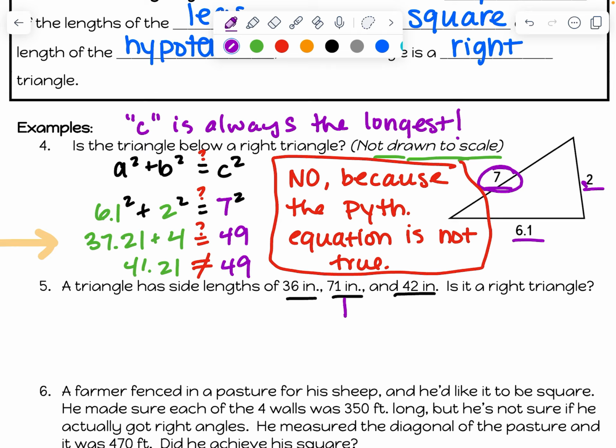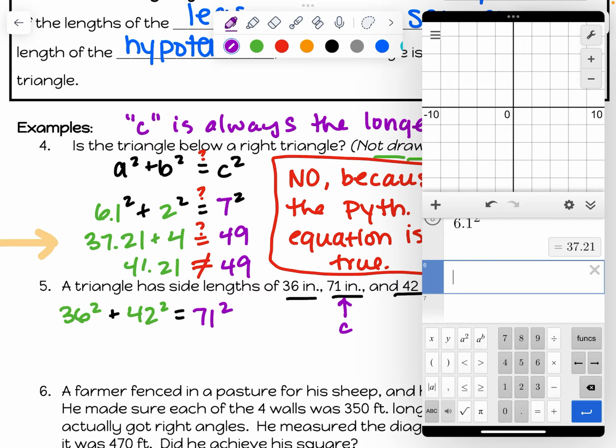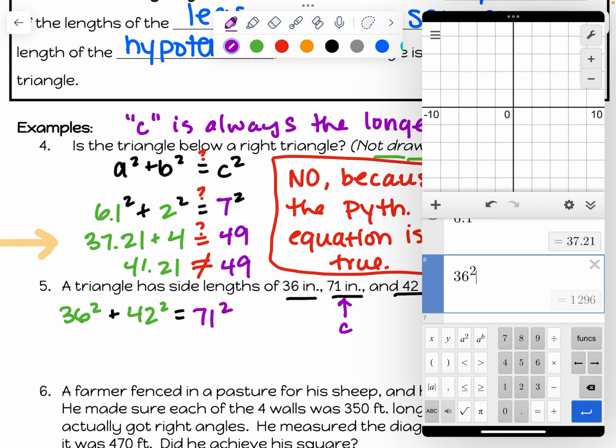We know C is always going to be the longest side. 71 is bigger than 36 and 42. So 36 is going to be maybe our A, and then maybe 42 is our B, and then 71 is definitely our C. Okay, and these numbers are huge, so calculator it is.